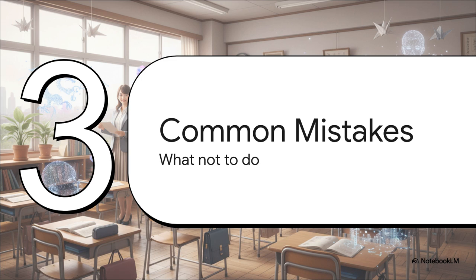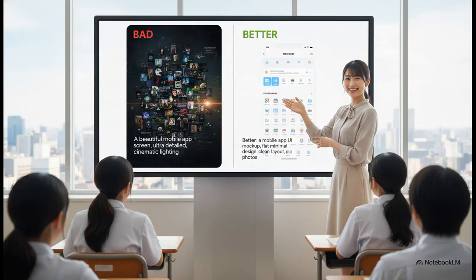Now that we have our recipes, let's look at a couple of super common ways prompts can go wrong so you can just avoid them completely. First up, trying to use portrait details for a user interface. So the prompt on the left is asking for cinematic lighting and ultra detail, which is great for a portrait, but absolutely terrible for a UI. The better prompt on the right uses design language, UI mockup, flat minimal, clean. So here's the rule: match your additives to the genre.